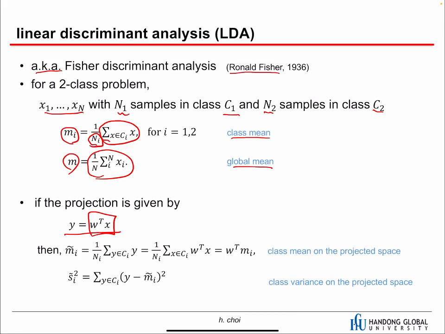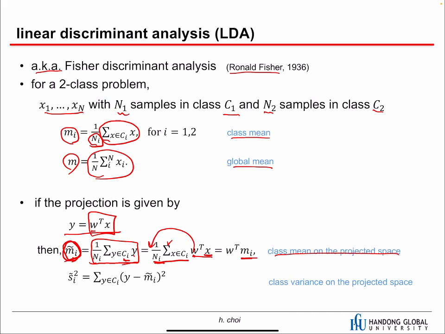Okay, and then M sub I tilde is the class mean on the projective space. This one can be defined in this way. We take all the samples in the class and then take an average, and Y is W transpose X. So instead of using Y, we can use W transpose X. And then W has nothing to do with this summation, so we can move it here. And if you focus on this term, that is exactly the same as M sub I.